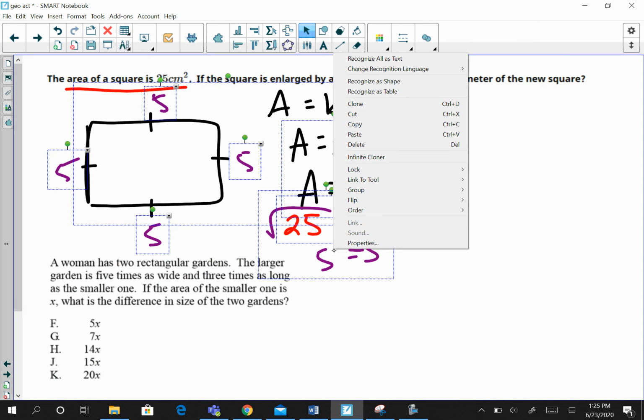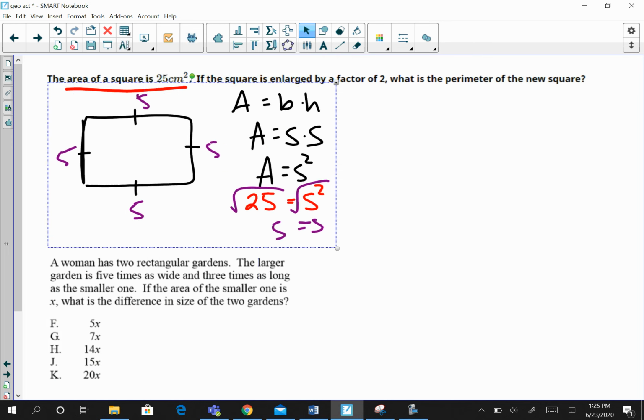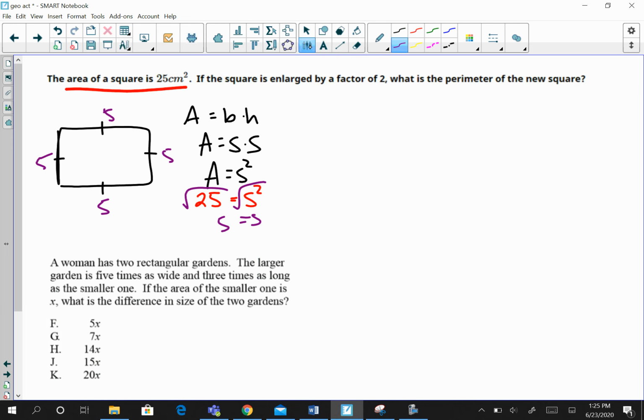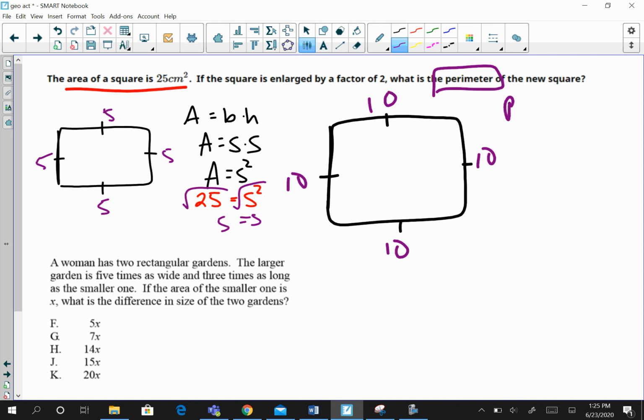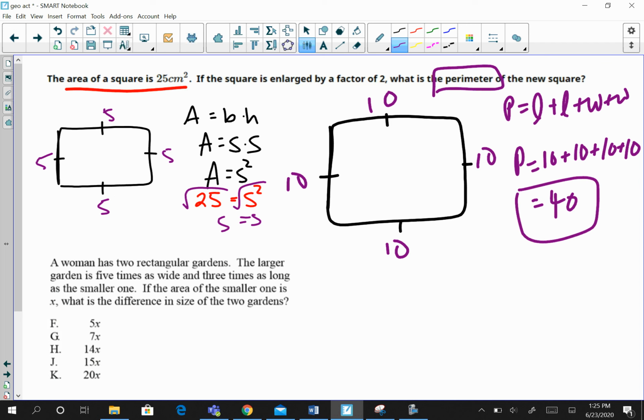That allows us to find the side length. Now it says for this new one, it is enlarged by a factor of 2. So that means I'm going to take all those side lengths and multiply them by 2. They're just going to be multiplied by a factor of 2. So it's going to be 10, 10, 10, and 10. And it wants to know what is the perimeter of the new square. Perimeter is length plus width plus length plus width. So length is 10, width is 10, since it's a square. So my perimeter is 40.